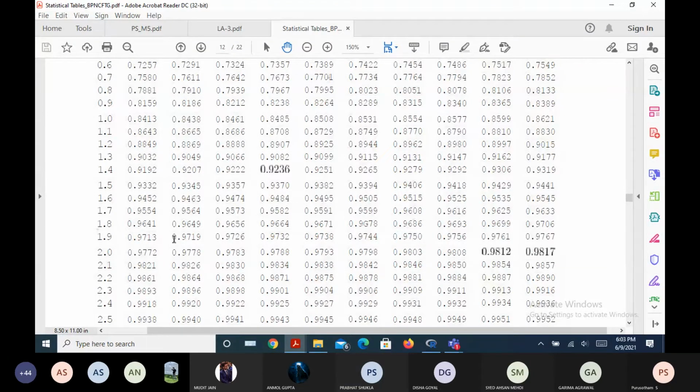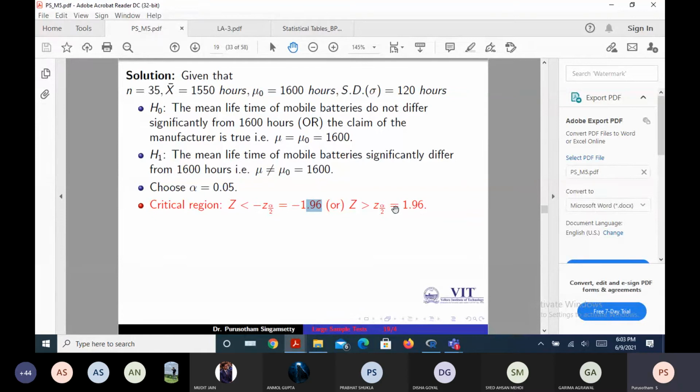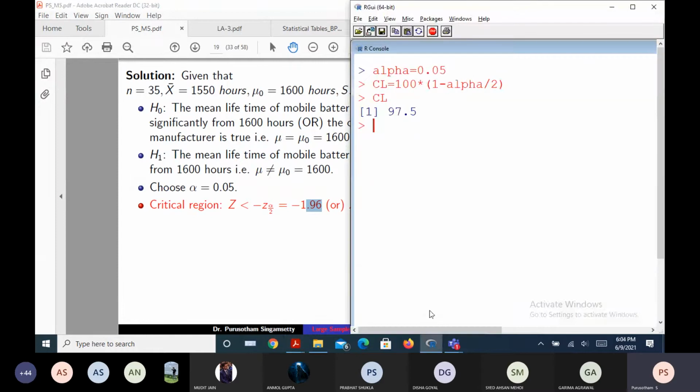Yes, sir. Look at 1.9 correspondence, 1.96 will give us 0.975. Therefore, the Z alpha by 2 value is 1.96. Understood? This we can easily obtain from our program using qnorm of 1 minus alpha by 2.